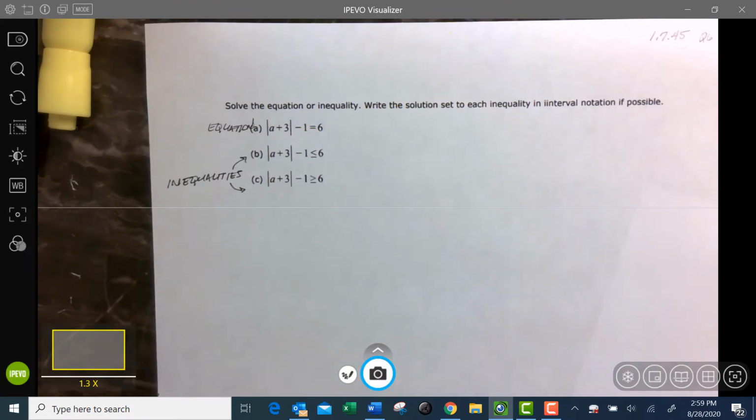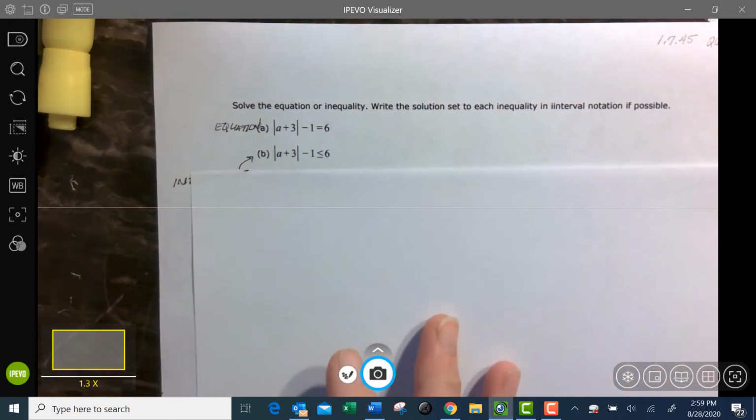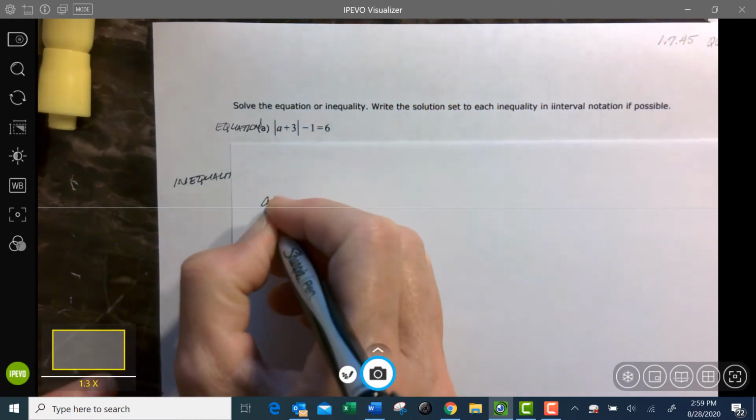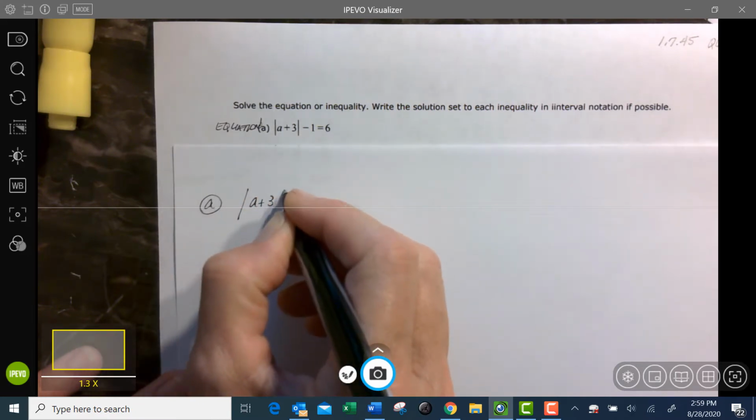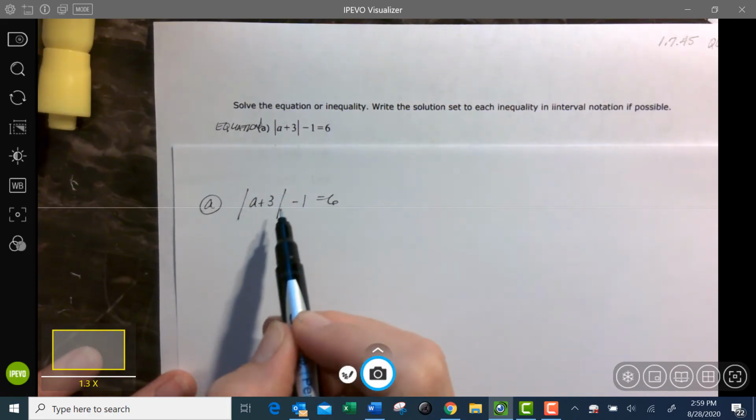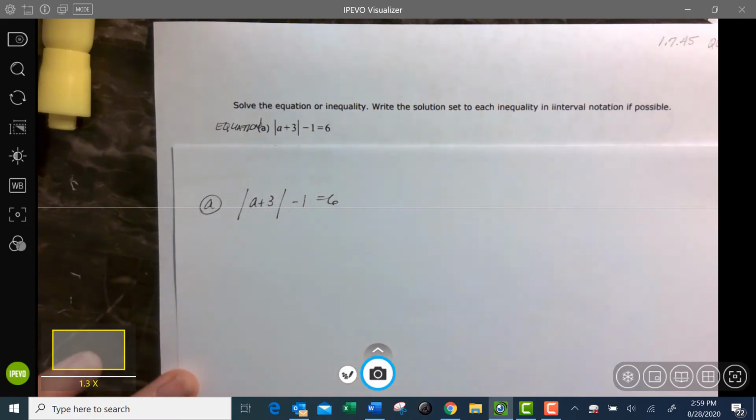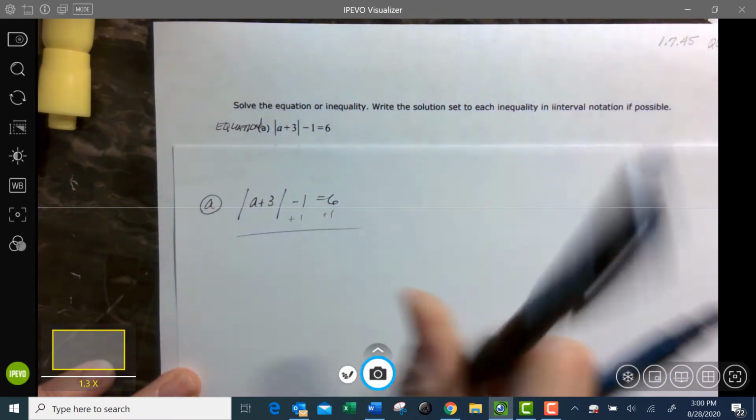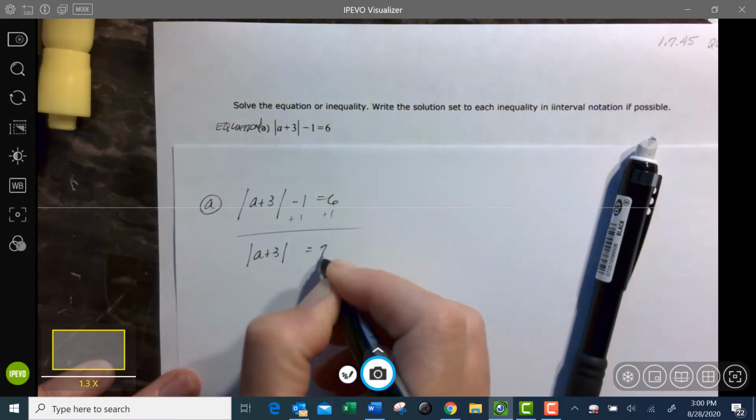So let's do what I claim to be the easiest one, which is the first one, the absolute value equation. Part A is the absolute value of A plus 3 minus 1 equaling 6. The first thing we want to do is get the absolute value term by itself on one side of the equation. So I need to move the 1 to the other side by doing the opposite, or adding 1 to each side. So then I have the absolute value of A plus 3 equaling 7.